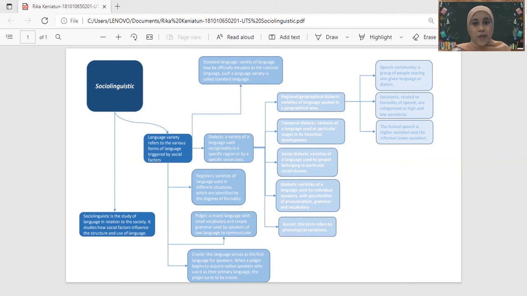And now we're going to talk about the regional or geographical dialects. This is also divided into 3 types: speech community, sociolects, and the formal speech. And now I'm going to talk about the definitions. Speech community: a group of people sharing one given language or dialect. The second one is sociolects, related to the formality of speech, categorized as high and low sociolects. And then the last one: formal speech is a higher sociolect and informal speech is a lower sociolect.